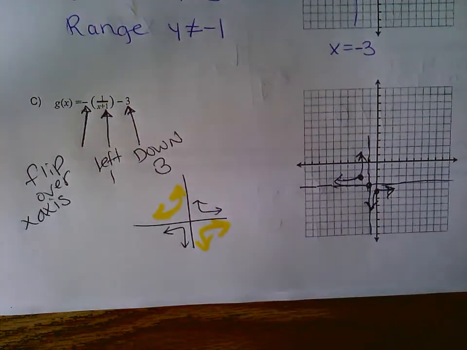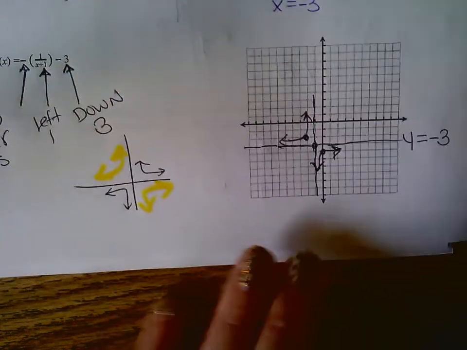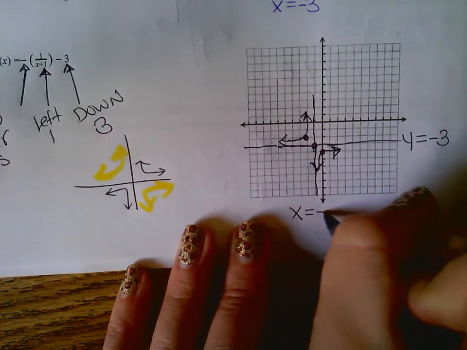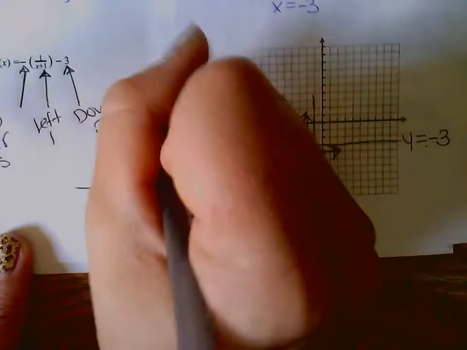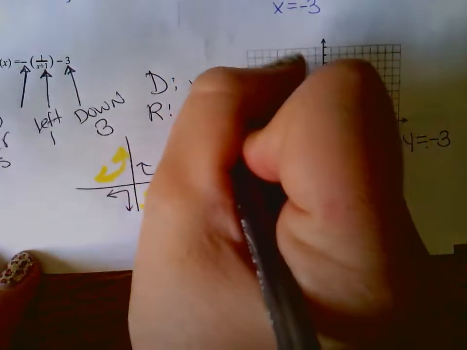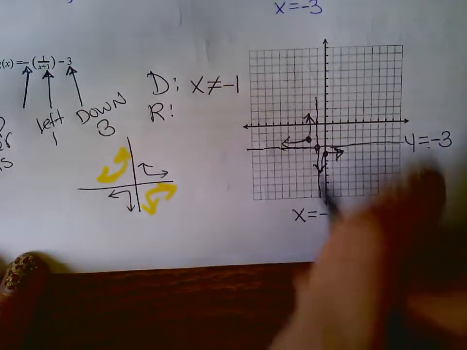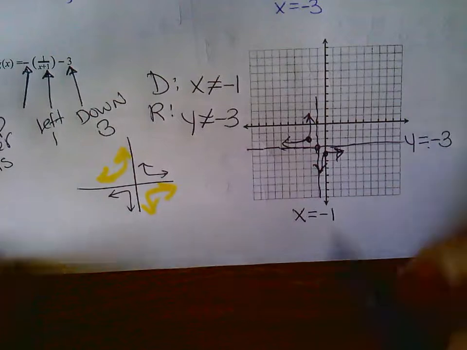And then how would I write my equations? This would be at y equals -3. And then this one would be at x equals -1. Those are my asymptotes. But to write my domain and my range, I put a cross through. So x will never be -1 because that's an asymptote. Y will never be -3 because that's an asymptote.